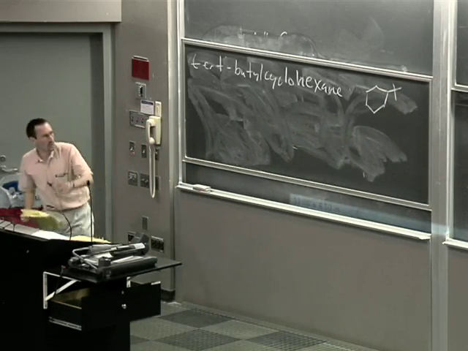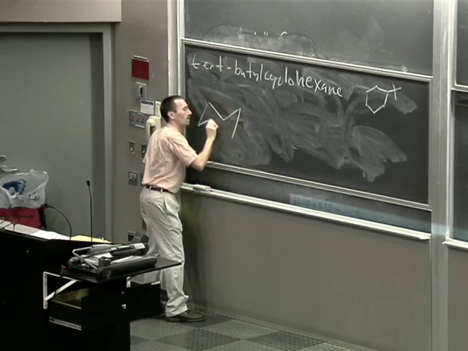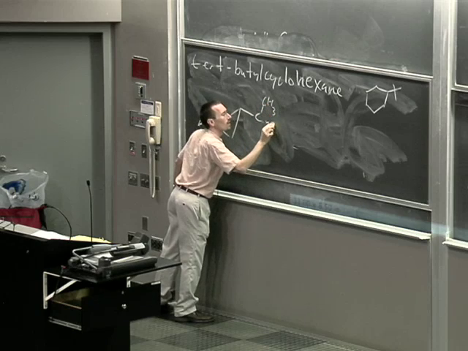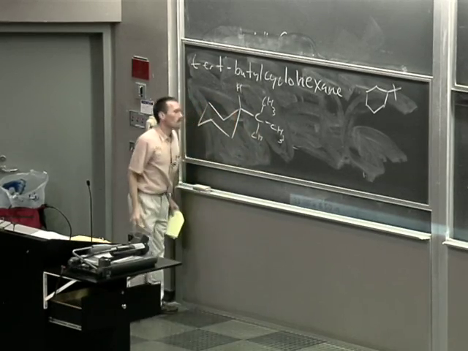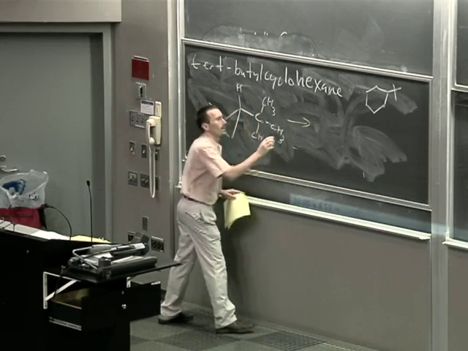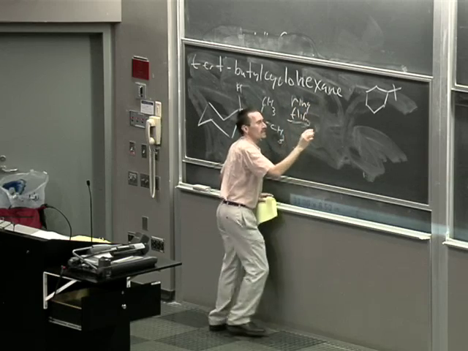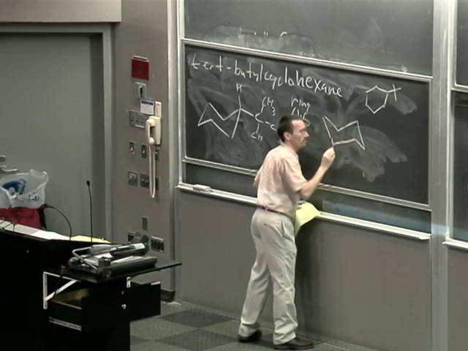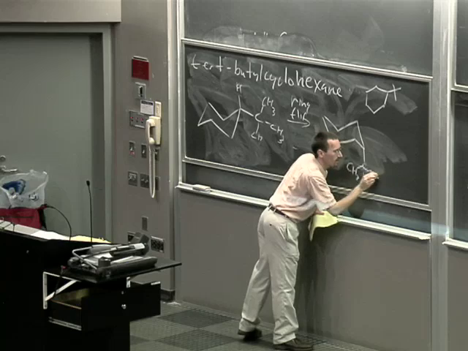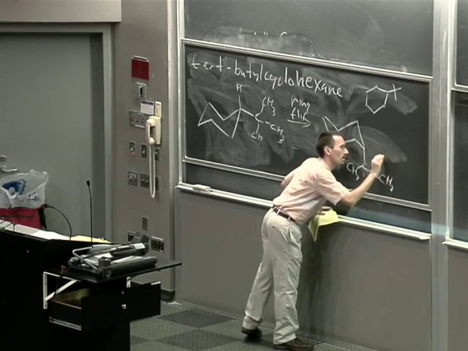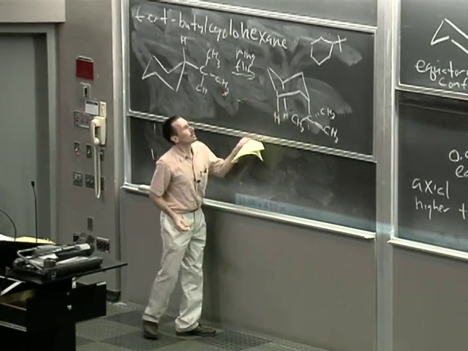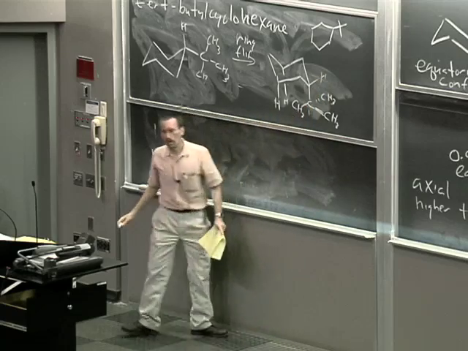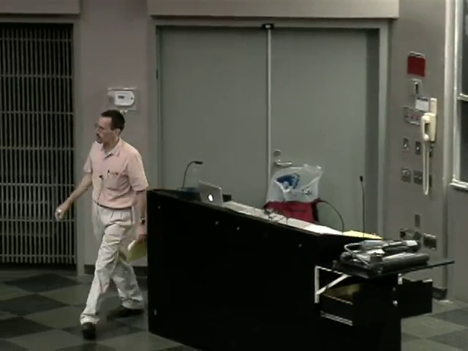So, same drawings that I made before. But now what I'm going to do is a ring flip that puts the tert-butyl group in the axial position. What do you think the implications are for the energy of the axial tert-butylcyclohexane conformer?